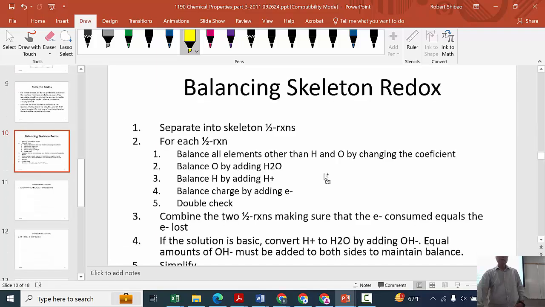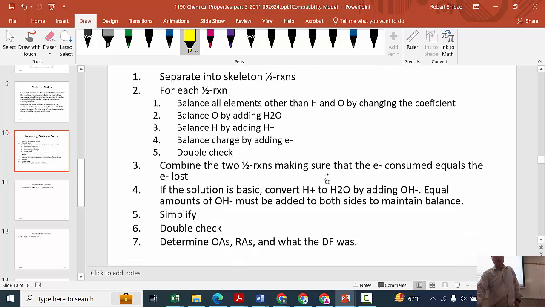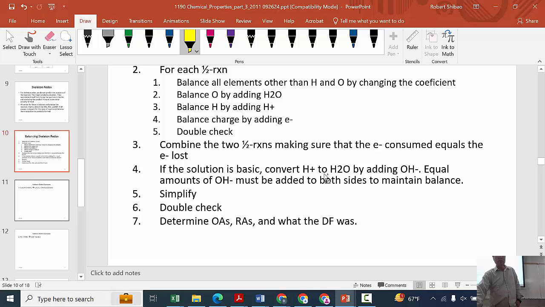Do you guys remember skeleton redox here? In skeleton redox, we are given the major products, so we don't have to predict all the products. We just have to balance it, basically, because the major product's given. And so we balance each half reaction by balancing all elements other than hydrogen and oxygen. Balance oxygen by adding water. Balance H by adding H+. Balance charge by adding electrons, and then combine them and simplify. And so these are the basics of skeleton redox.